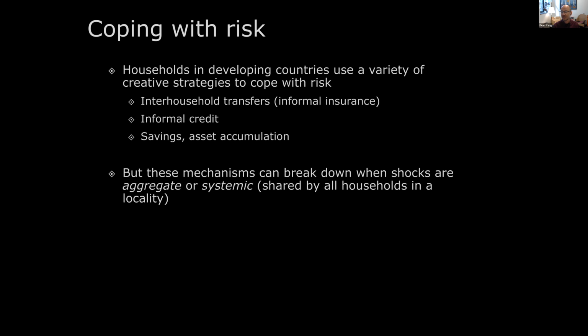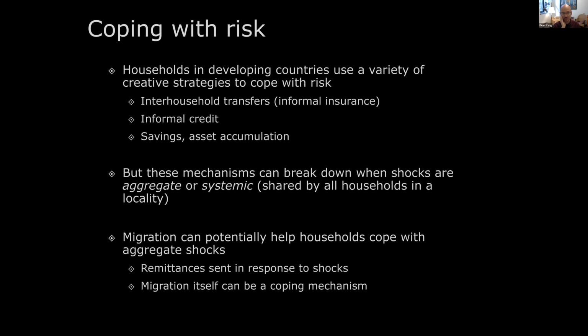When that's the case, it can be very valuable to have migrants in one social network who are away from one's location and therefore aren't going to be hit necessarily by the same shocks. And so it can serve as a very valuable source of insurance. So migrants can very much help cope with these aggregate shocks in a way that other members of a social network are less able to do.